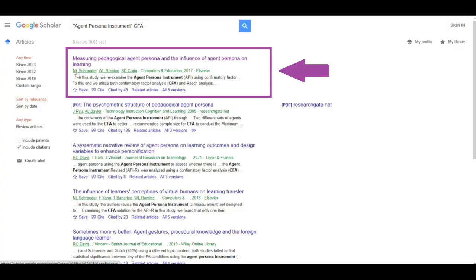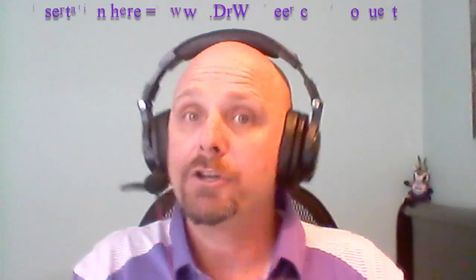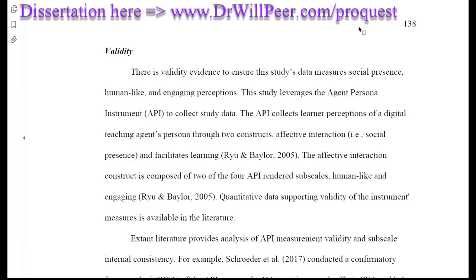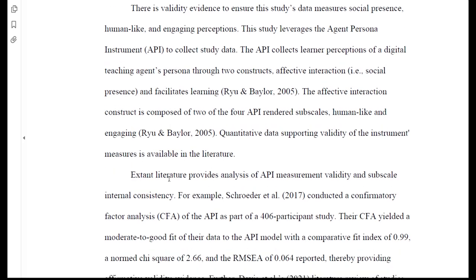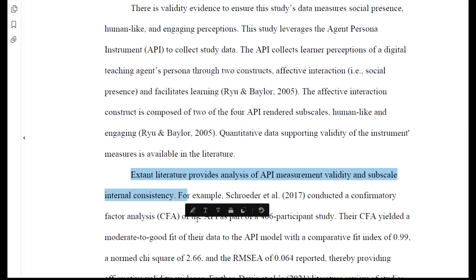One of the papers you can see that kept showing up was by Schroeder et al. 2017. Now, if you go to my dissertation and you look on page 138 in my validity section, you'll see that the Schroeder paper is one that I referenced. And I went ahead and reported the CFA scores that Schroeder had reported.